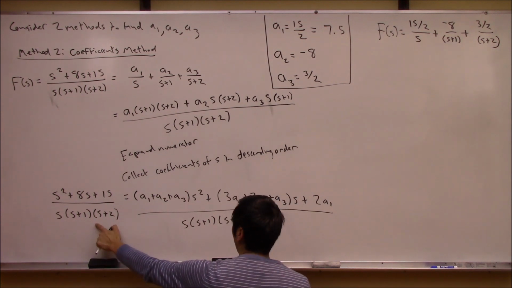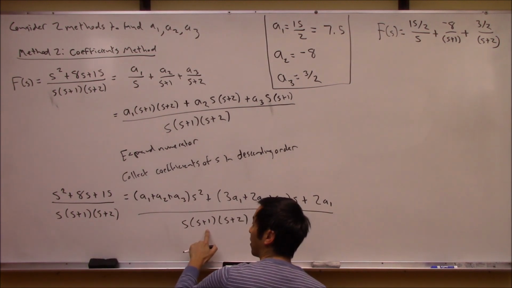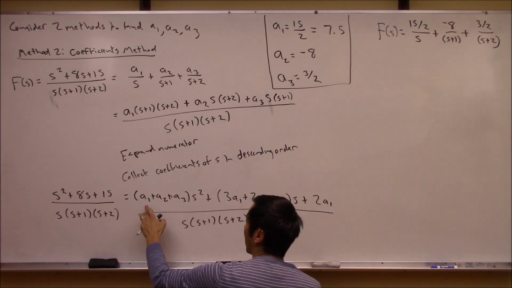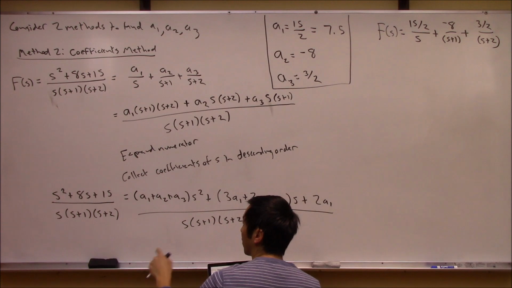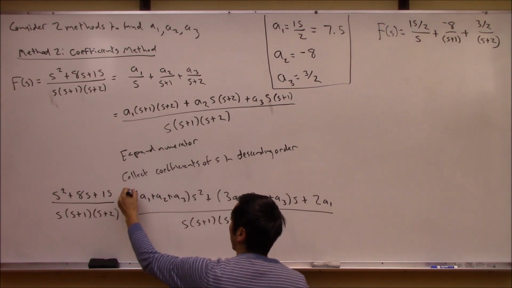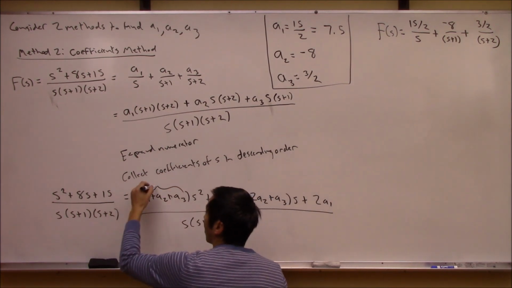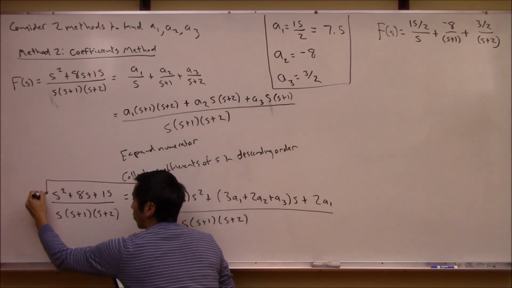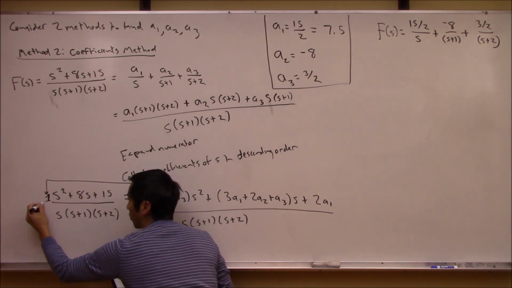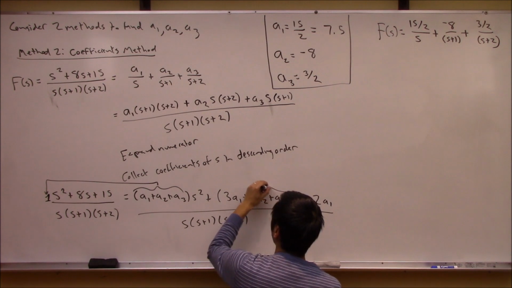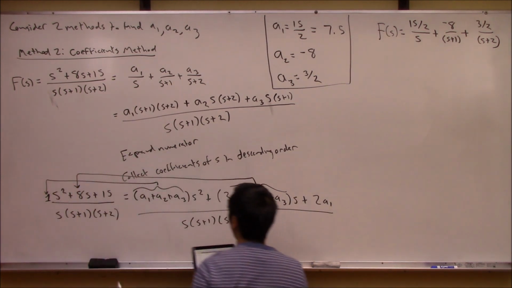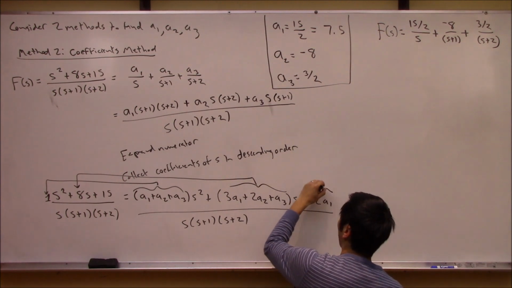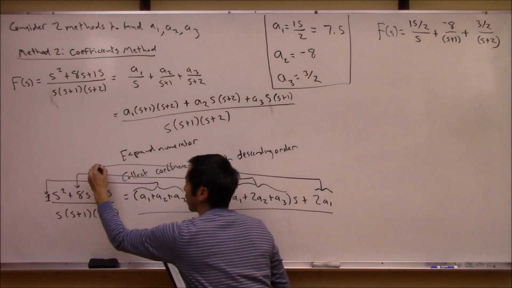because we see the denominators are exactly the same. So now all I've got to do is pick the a1, a2, and a3 to make the numerators the same. And in order to make those the same, I've got to make sure that the coefficient of s squared equals the coefficient of s squared, which in this case is 1. And then I've got to make sure that the coefficient of s here equals the coefficient of s, and then I've got to make sure that the constant term equals the constant term over here.